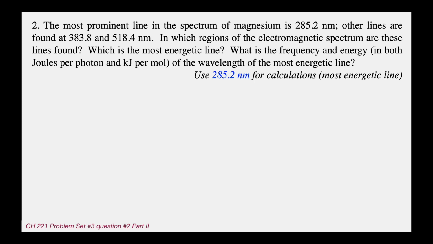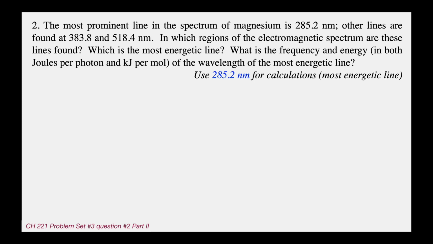Using the 285.2 nanometer value, which was the highest energy wavelength in the last part of question number 2, we can use that now to find the frequency. We can also use that value to find the energy in both joules per photon and kilojoules per mole. So speed of light, c, a number I want you to know or memorize, equals wavelength times frequency. And so that's how we're going to solve for the frequency. Frequency is going to be speed of light divided by wavelength.